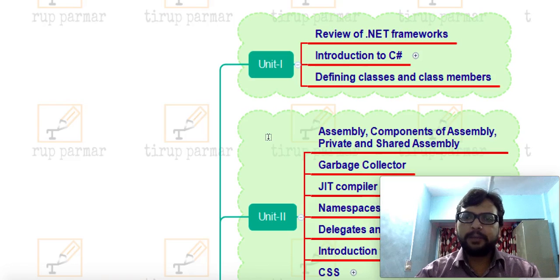I hope this particular point is clear. So we need to discuss two languages here. One is C Sharp, second is ASP.NET. Now what do we mean by C Sharp? C Sharp is a language which we basically use to develop console based applications.